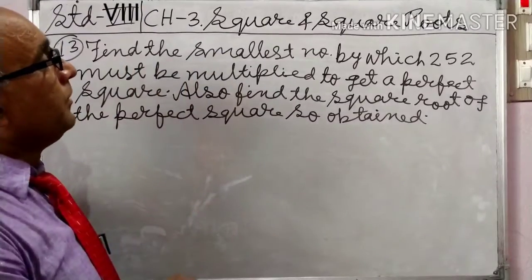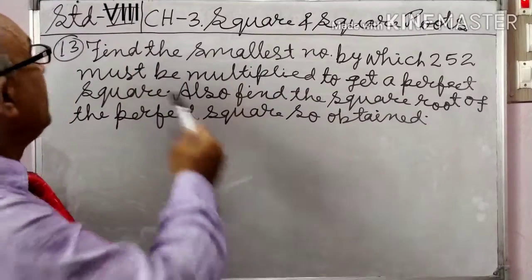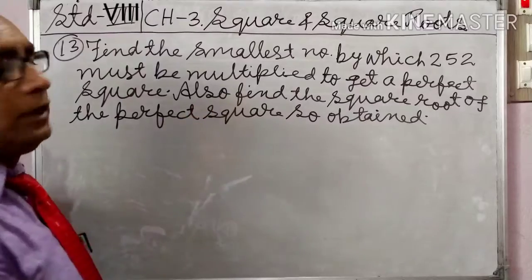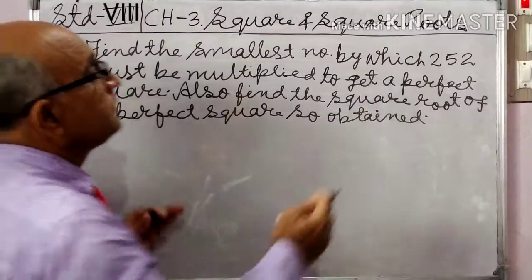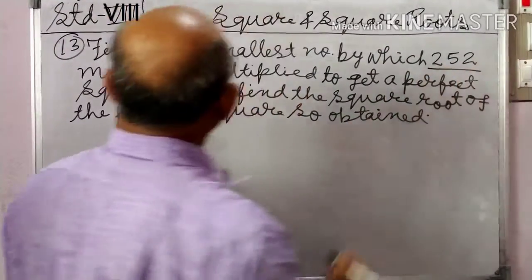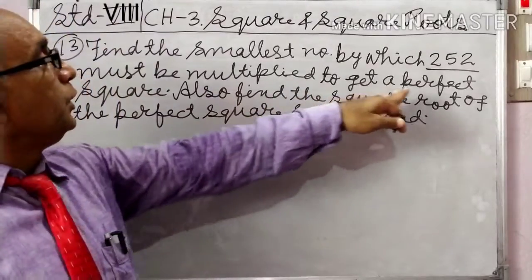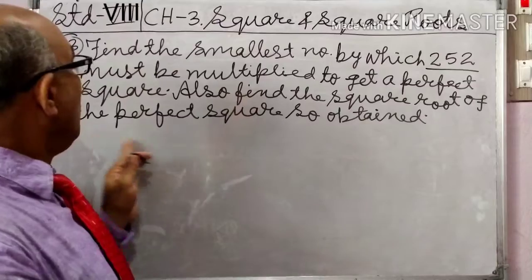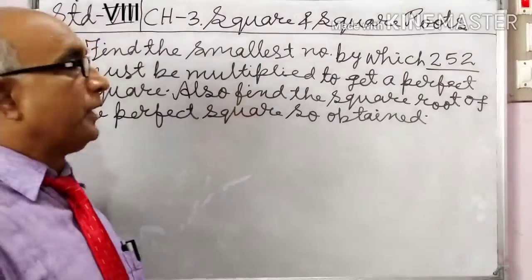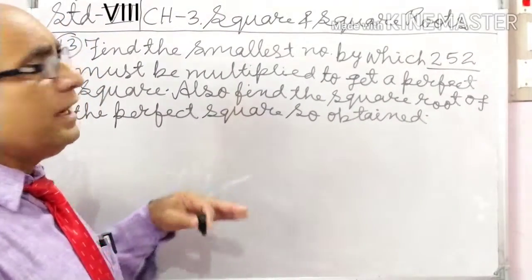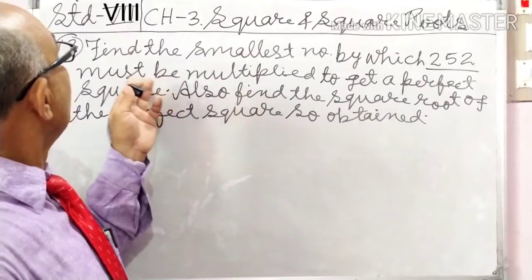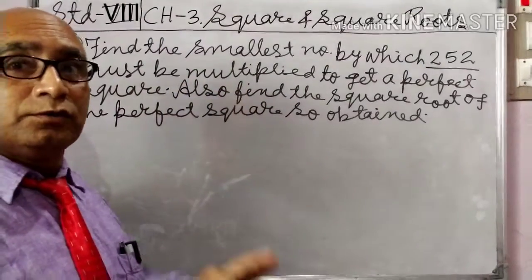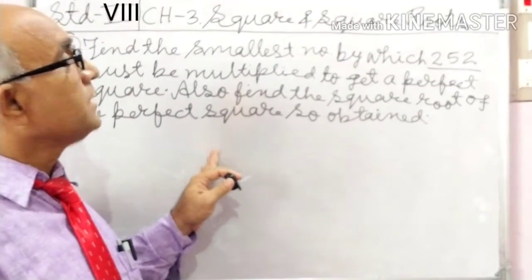Students, next question is question number 13. Find the smallest number by which 252 must be multiplied to get a perfect square. Also find the square root of the perfect square so obtained. If the next type of question, it must be divided also. So both type of questions have the same answers.